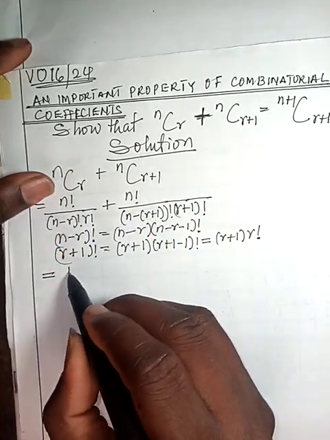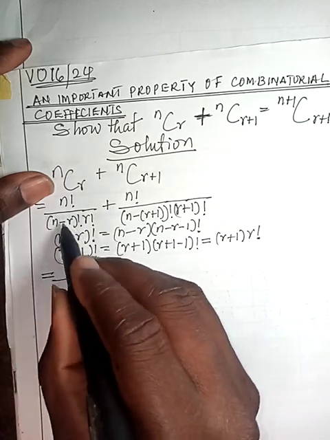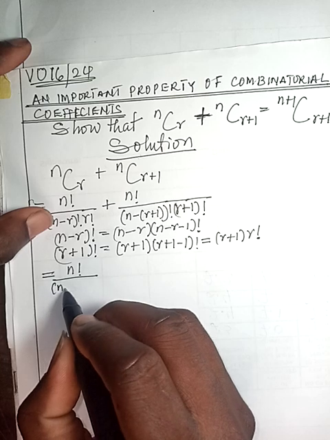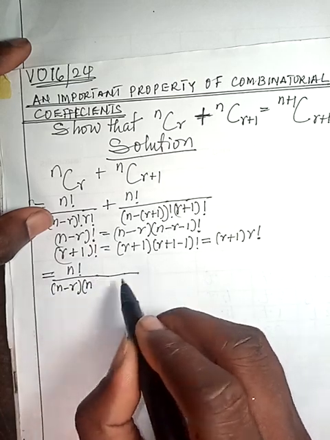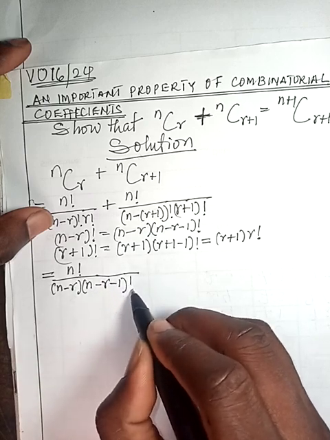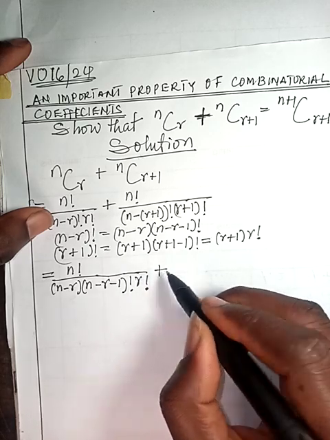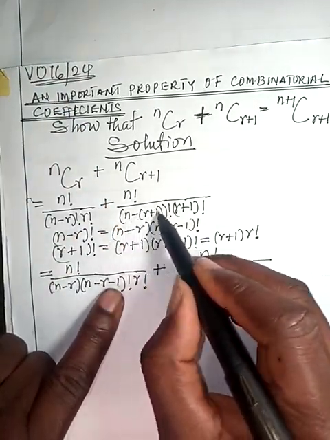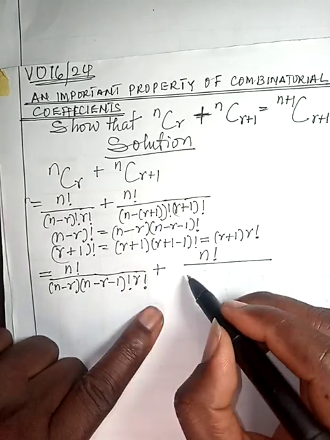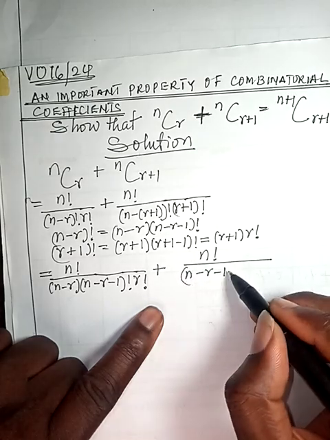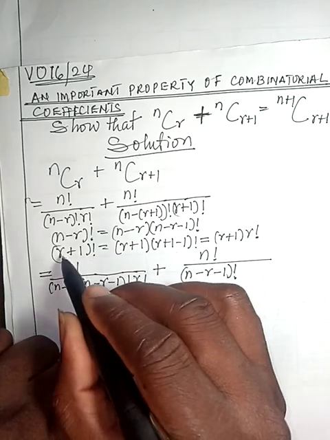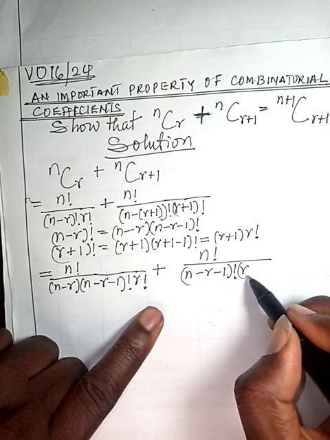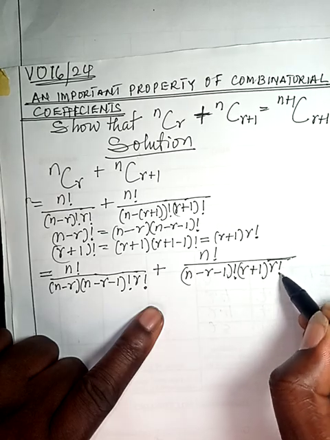Our initial expression, N combination, N factorial over this. Now, I'm going to change this with what I have here. So this is going to be N minus R into N minus R minus 1 factorial and then R factorial, then plus N factorial all over. Now remember that opening this bracket will be the same as this. So I'm just going to write this: N minus R minus 1 factorial, and then this can be rewritten in this form. It is the same thing as R plus 1 into R factorial.